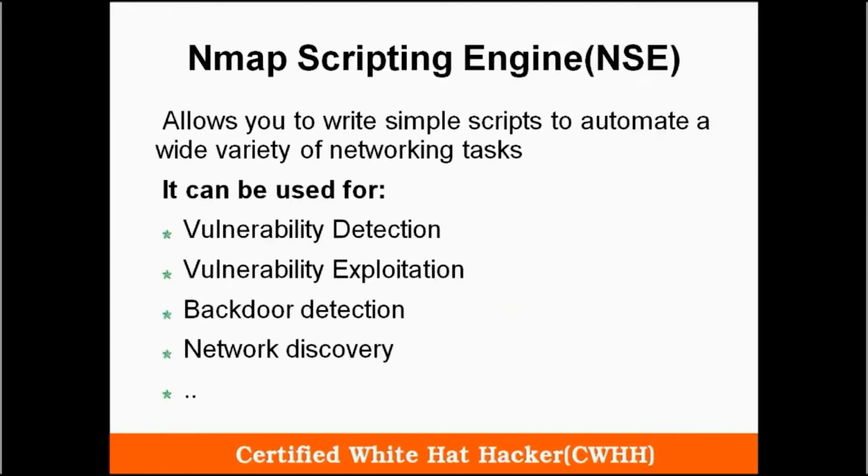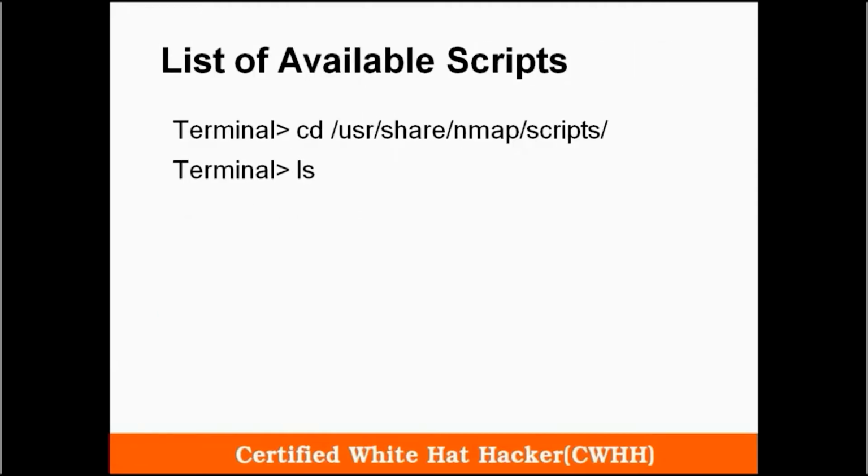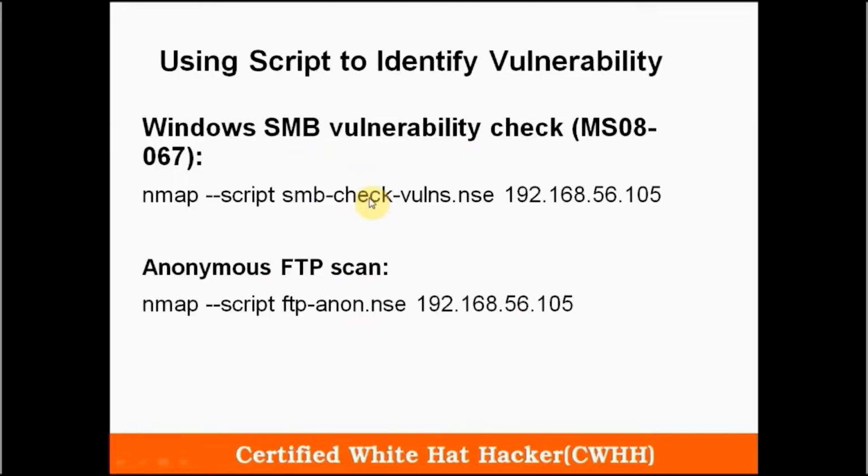The Nmap Scripting Engine allows you to write simple scripts, and they allow you to automate a wide variety of networking tasks, and it can be used for different things like vulnerability detection, vulnerability exploitation, finding if there's a backdoor installed, network discovery, and a lot more. So in order to first list the available scripts, you first change directory to this location in your Linux computer, and if you give ls, it will give you the list of available scripts.